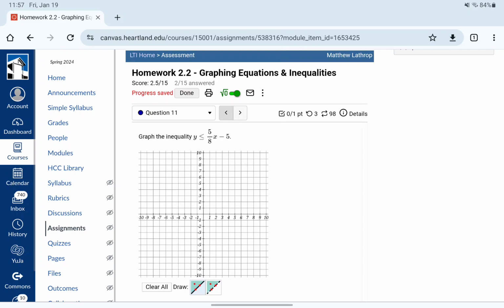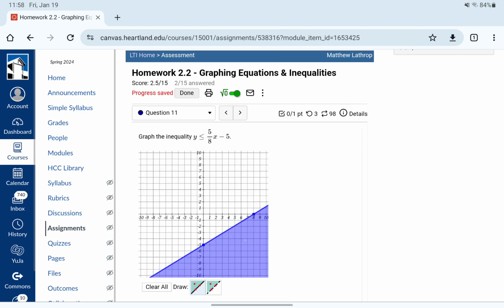Graphing problems like this in our homework system will be very similar to what we did with graphing equations, except now you'll have two tools to choose from. You'll need to determine whether you're using a straight line or a dashed line. In this case, we have a less than or equal to statement, so we want that solid line. We'll plot our first point at (0, -5), and then we'll move up 5 and over 8 to get to our second point.